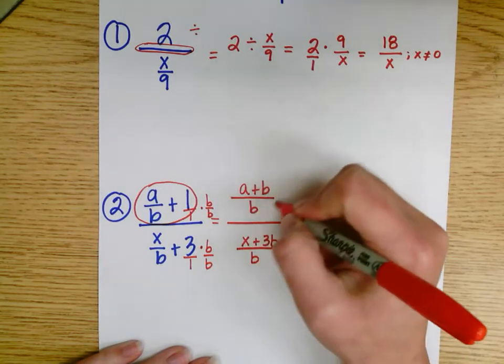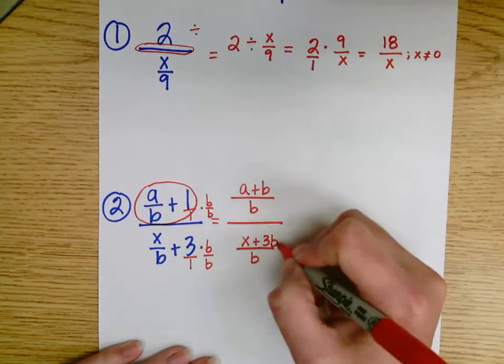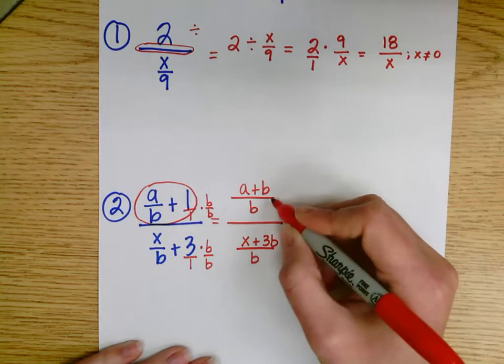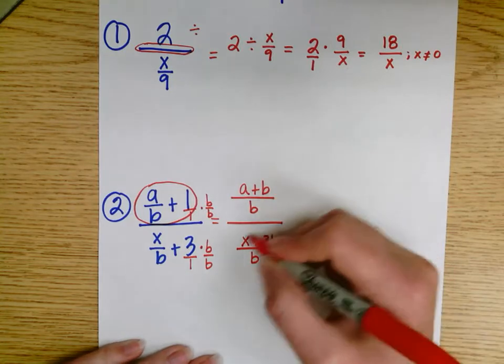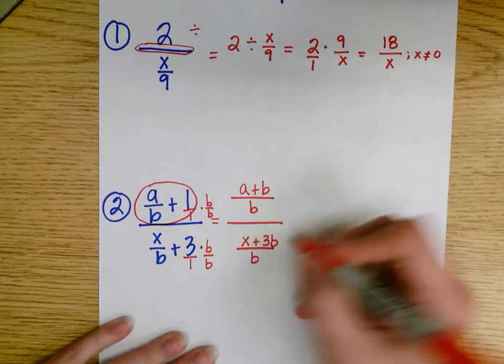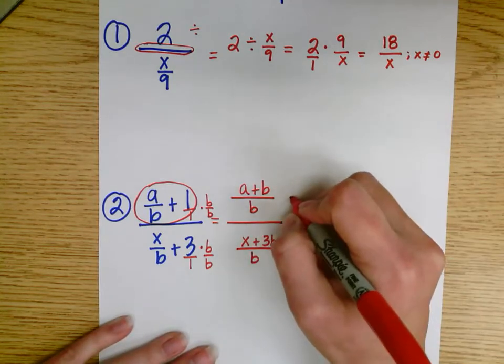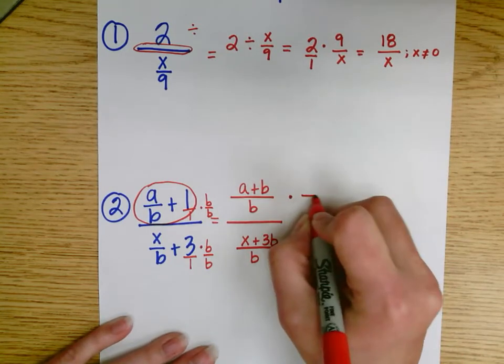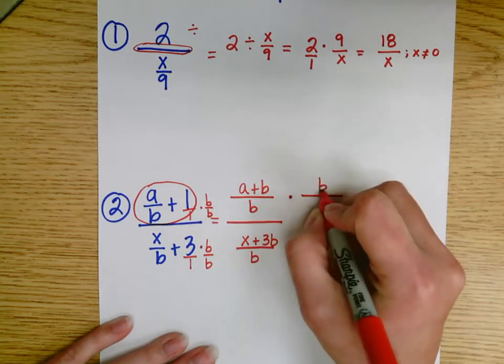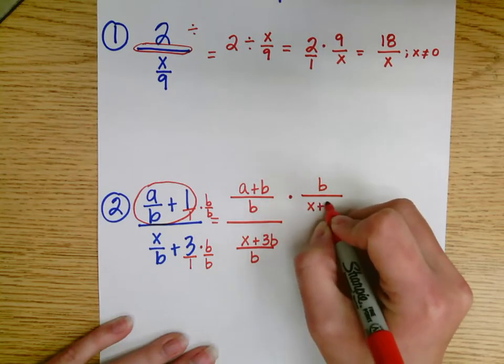Alright, so now I have a single fraction here and a single fraction here. They're being divided, so that means I'm going to keep this one the same, change this to multiply, and reciprocate this fraction. So what I usually do is I just come up here, so I don't have to rewrite this again, do a little times, and then the reciprocal.